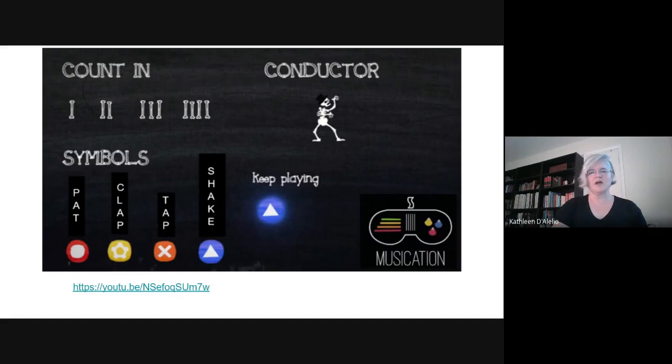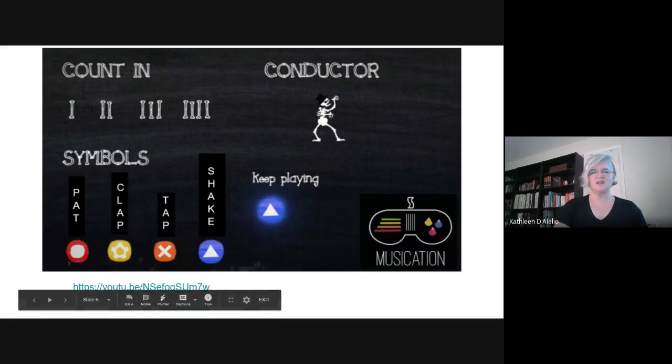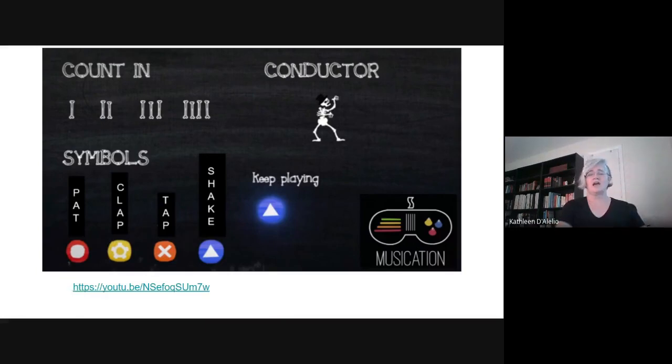dance here. The conductor is the skeleton. When he jumps on one of these shapes, it means a different motion. So if he jumps on red, I want you to pat. And if he jumps on, or she, I don't know, how would you know? If he jumps on the yellow gear, you're going to clap.